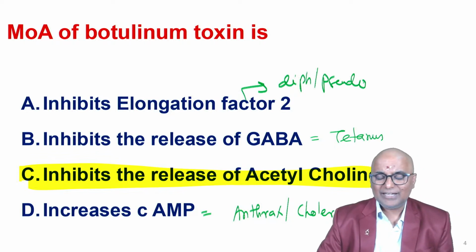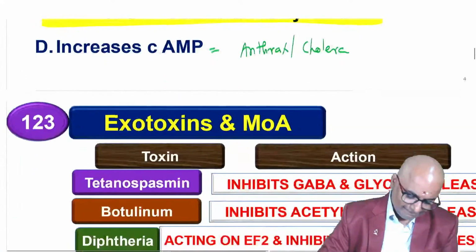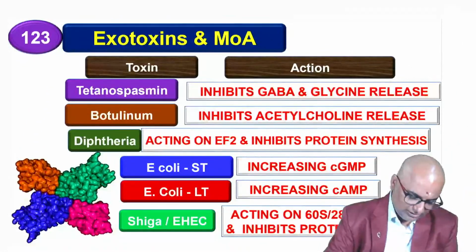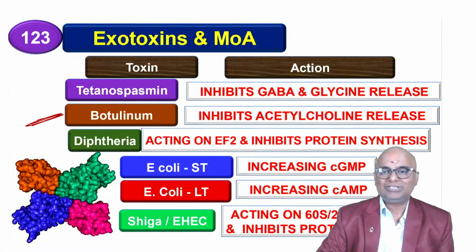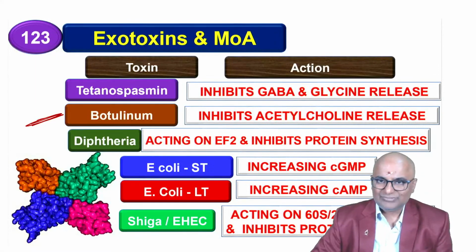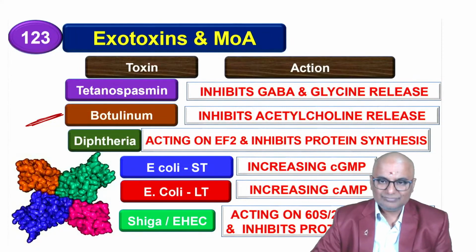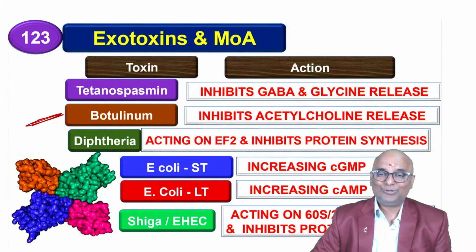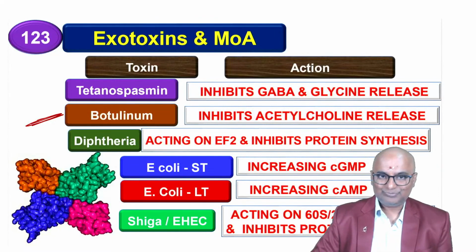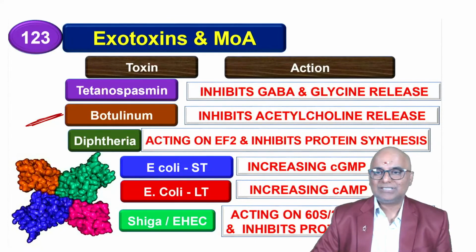Can you remember? I made one slide on exotoxin mechanism of action. See here, botulinum toxin, slide 123, inhibits acetylcholine release. I got a feedback. One kid said, sir, I didn't read microbiology last minute. I don't know what to do. I studied only DFX. I answered many questions. Thank you very much. Okay, inhibits acetylcholine release.